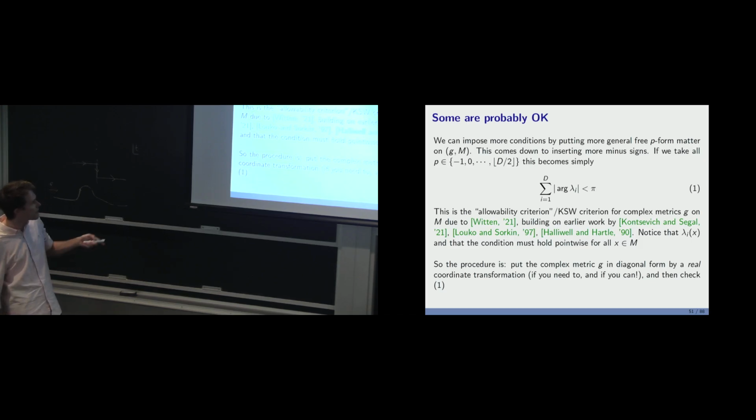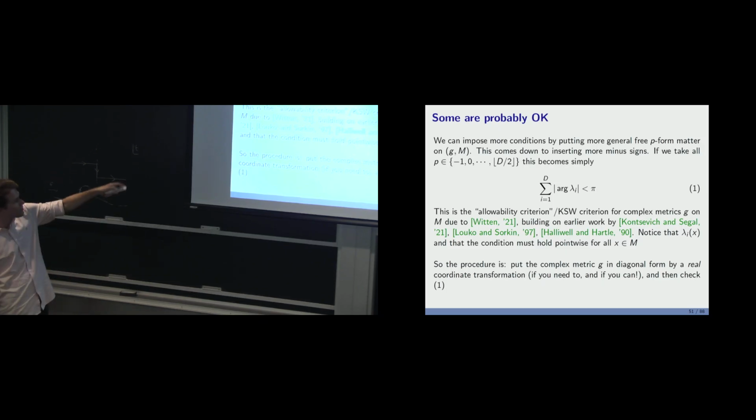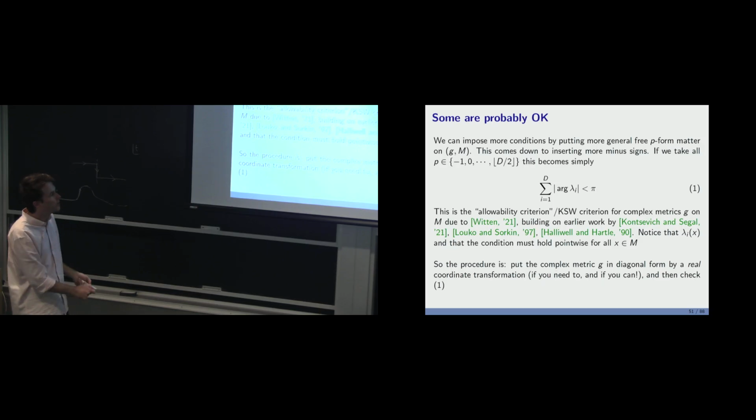Okay, so the procedure is: given some complex metric, you put it in diagonal form by a real coordinate transformation. So you do that if it's not already diagonal, although you cannot always do that. But you do that, and then you check this condition. That's the procedure. And it has to hold at every point on the manifold. So this is a condition that holds along the whole contour, for the solutions that we just discussed. It has to hold at every point. It's a point-wise condition.